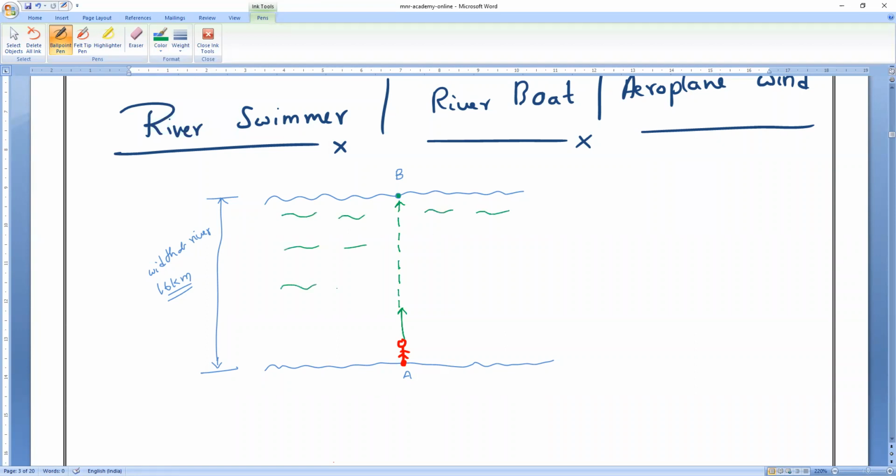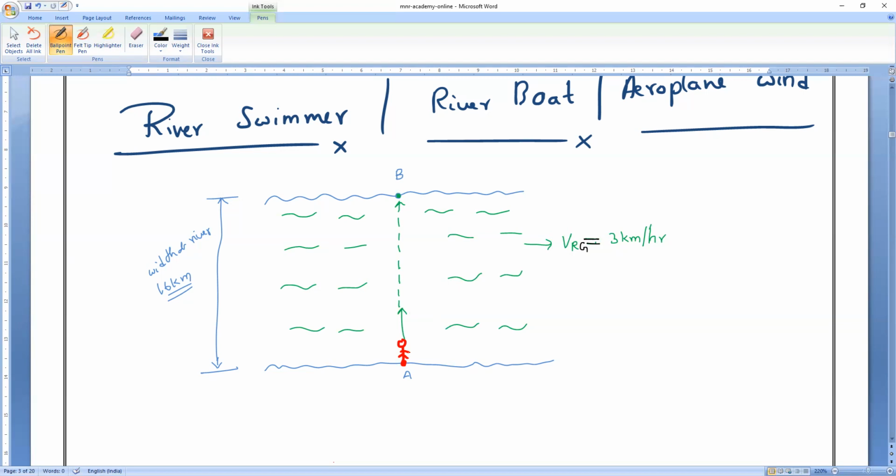Now, the speed of the river with respect to the ground, be very careful. The velocity of the river is 3 kilometers per hour. Velocity of the river with respect to whom, guys? With respect to the ground. Clear? With respect to the ground it is 3 kilometers per hour.